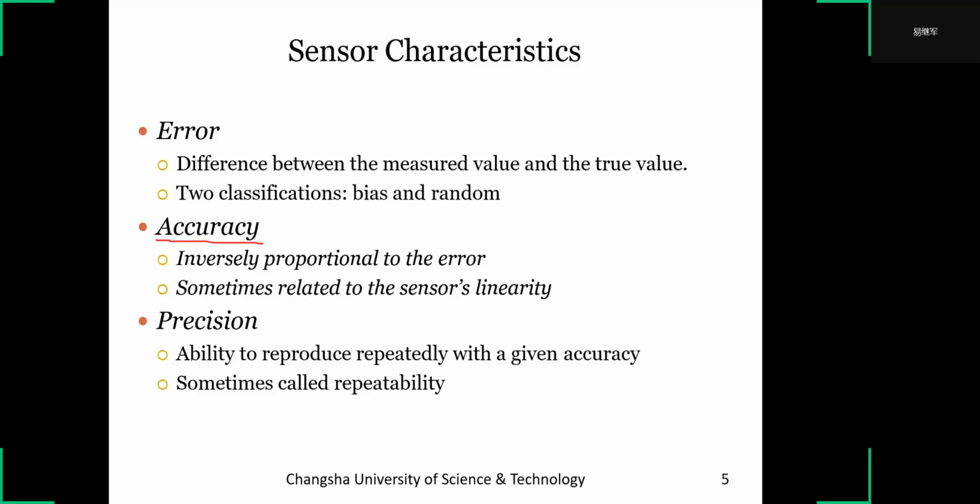Accuracy is inversely proportional to the error. Sometimes it is related to the sensor's linearity. Accuracy and precision: precision is the ability to reproduce repeatedly with a given accuracy, sometimes called repeatability. So we know the difference between accuracy and precision. Precision is repeatability.